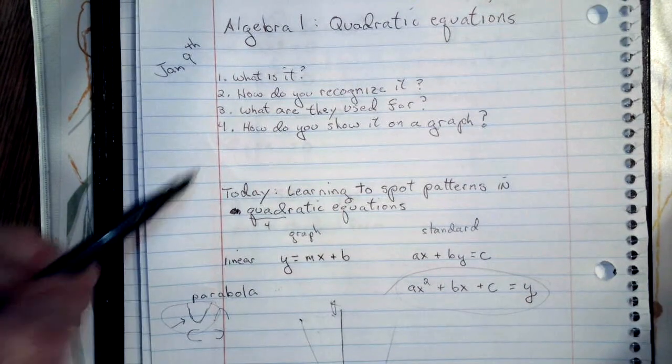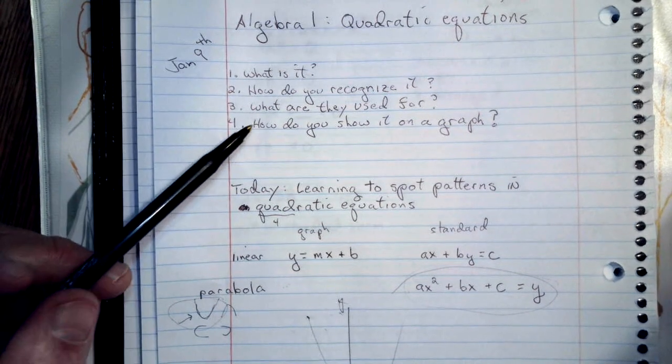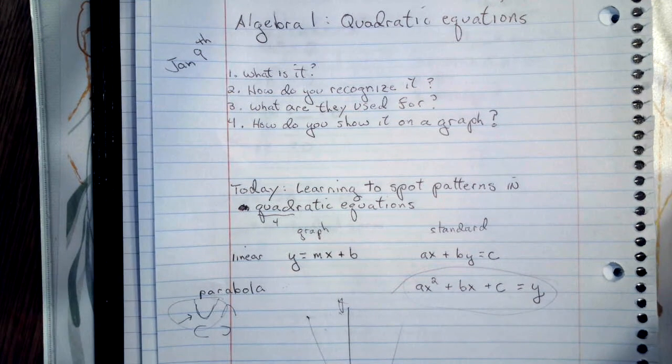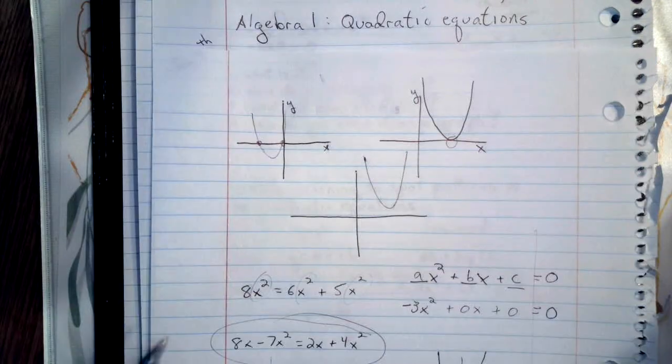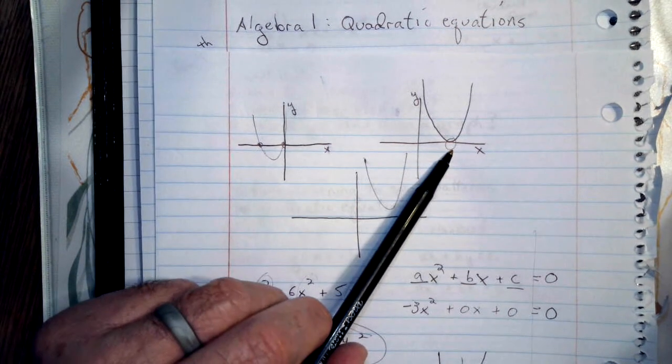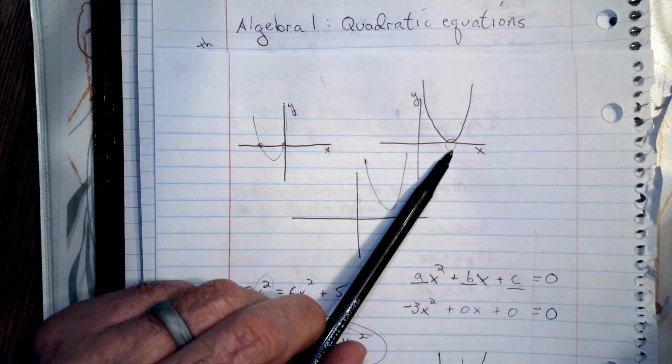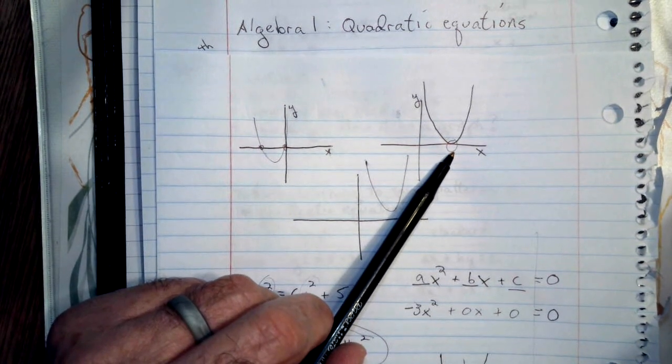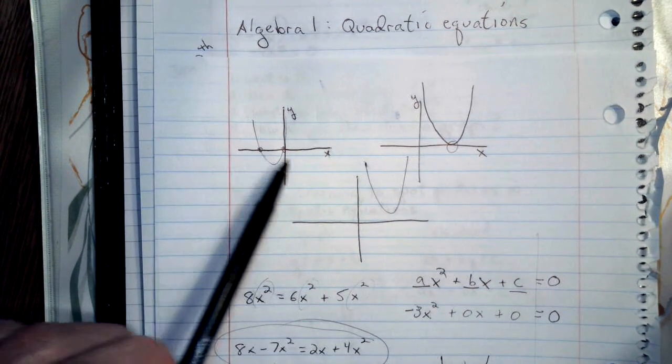And that's it. And how do you show it on a graph? We'll show you some other day. You can at least know that there are 3 types of parabolas: ones that cross, ones that don't, and ones that just hit it in one spot. If I set y equal to 0, what I'm really asking for is where does it cross?